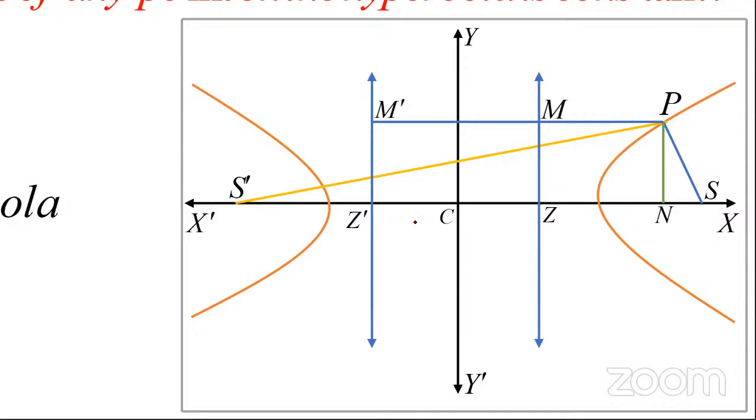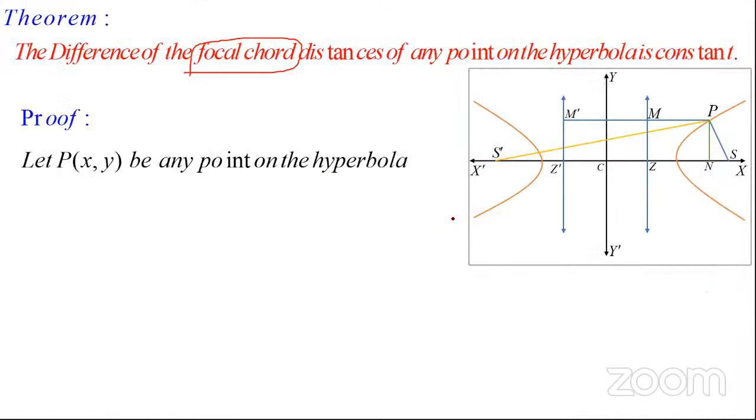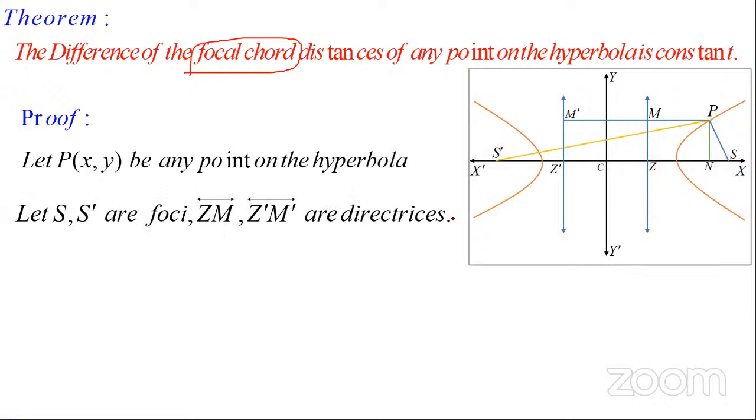Then we have to show that the difference of the focal distances of any point on the hyperbola is constant. That is, S dash P minus SP equals a constant. We have to prove that constant value. Similarly, we did that in the ellipse also. Here let S and S dash be the foci. ZM and Z dash M dash are the two directrices.